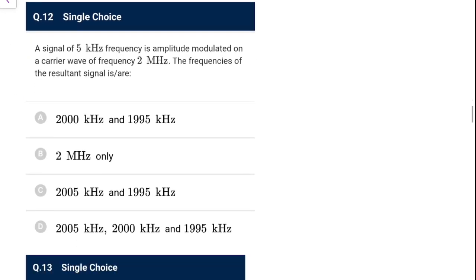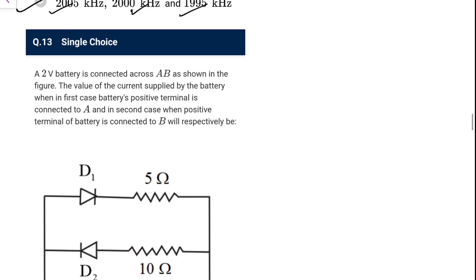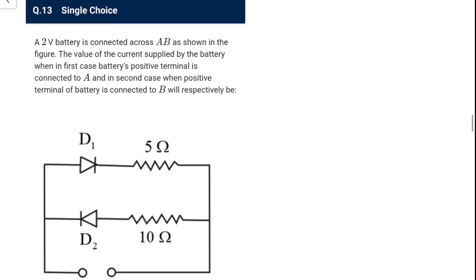Next. A 5 kHz frequency signal is amplitude modulated on a carrier wave of frequency 2 MHz. So this is FC and this is F of message. The frequency of the resulting signal, we know there are 3 frequencies: FC, FC minus FM and FC plus FM. So FC is 2000 kHz, and 2000 plus 5, that would be 2005, and 1995. So that is the correct option. The 3 frequencies will be like this, so go for option D. This is all covered in that particular revision video, you can check it out.